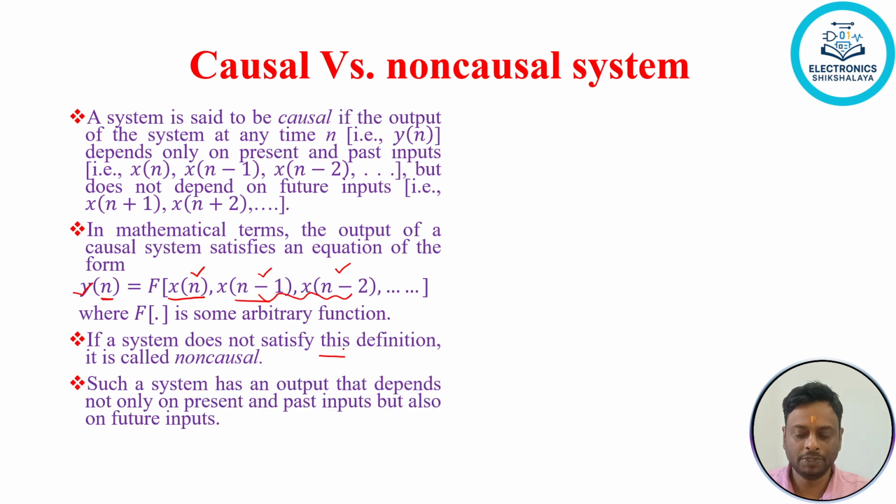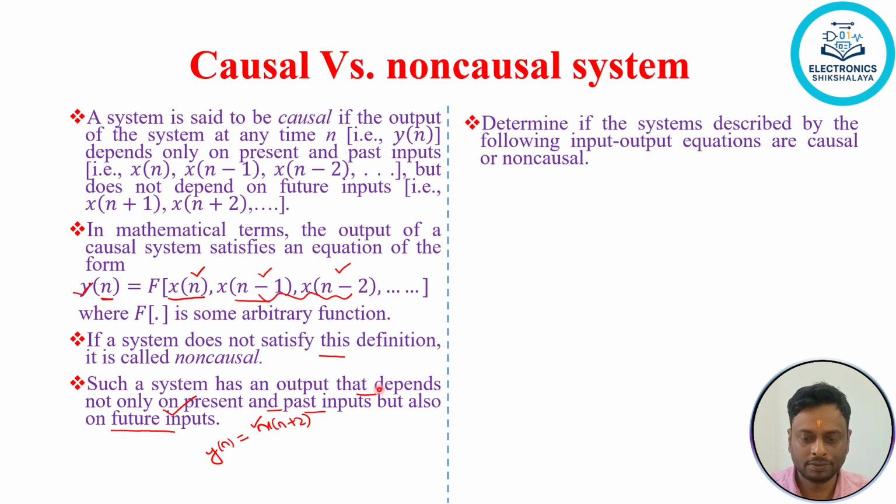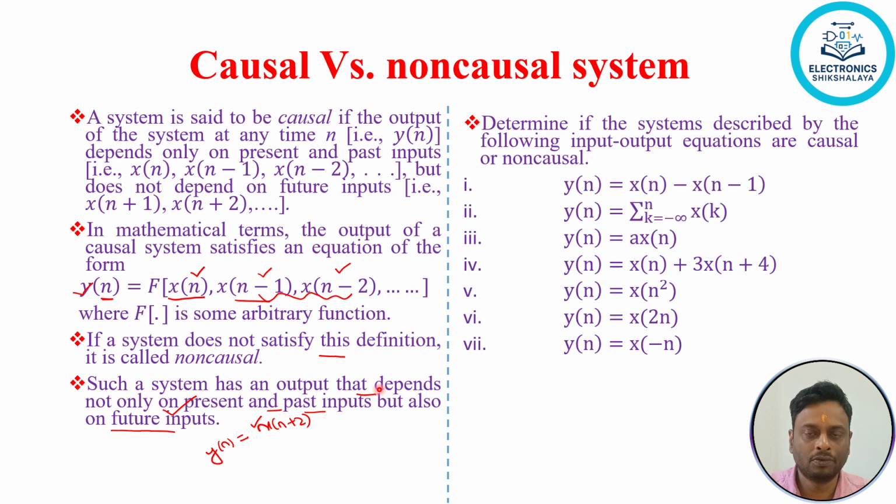This means the output of a system depends not only on the present and past input, but also on the future inputs, that means x of n plus 2. Okay, or y of n depends upon x of n plus 2, that is the future values of the input. So that system is called the non-causal system. Okay, so let us check with some examples. Determine if the system described by the following input output equations are causal or non-causal.